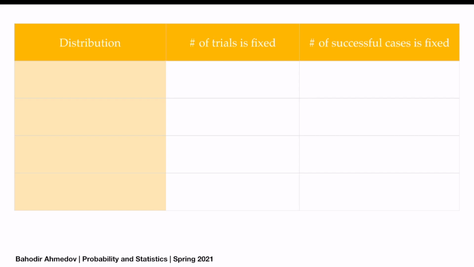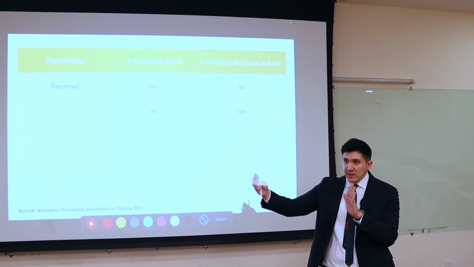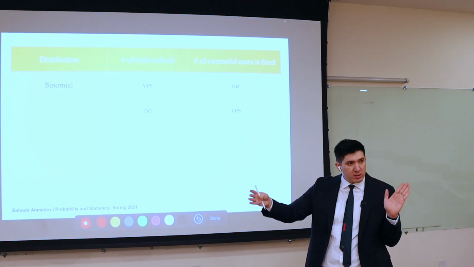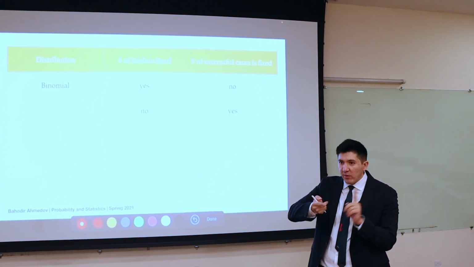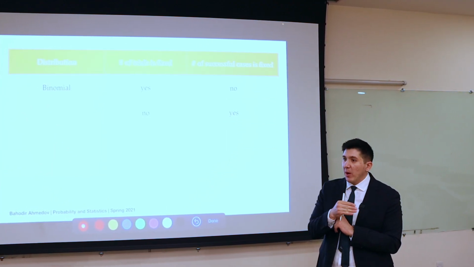So here, if the number of trials is fixed, but the number of successful cases is not fixed, then this is going to be the binomial distribution, right? So you always do the same amount of trials, and then you count the number of successes. So the constant here is the number of trials. The constant is, for example, you are going to have 8 semesters. Then you count the number of successful semesters, and it's a variable. Do you feel this? This is the binomial distribution.